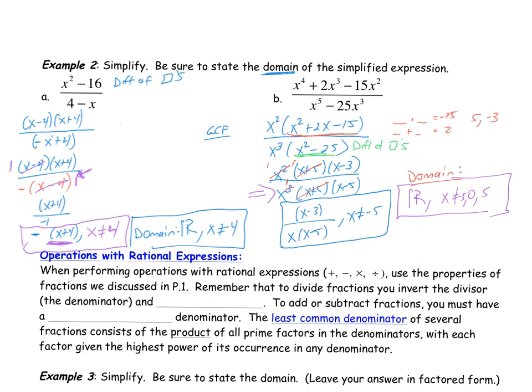So it's important to see the distinction between what we need to write for the simplified expression, which in this case we only have to exclude negative 5. For the simplified expression, only write those values from factors which you completely canceled out of the denominator. For the domain, you have to list all values that would have been undefined in the original expression.